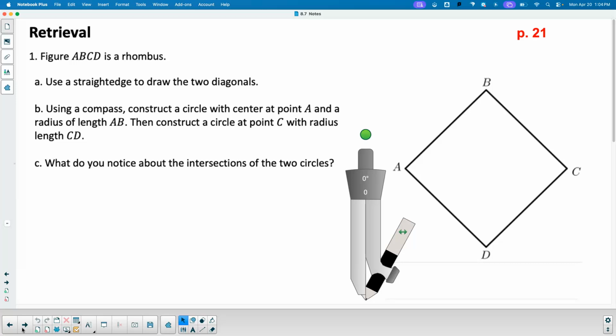Construct a circle with center at point A and a radius length of AB. Then construct a circle with center at point C with radius CD. They should intersect at the... All right, well, let's do it. Okay, so retrieval. Figure ABCD is a rhombus. Use a straight edge to draw the 2 diagonals. Fairly straightforward. Let's draw our 2 diagonals.